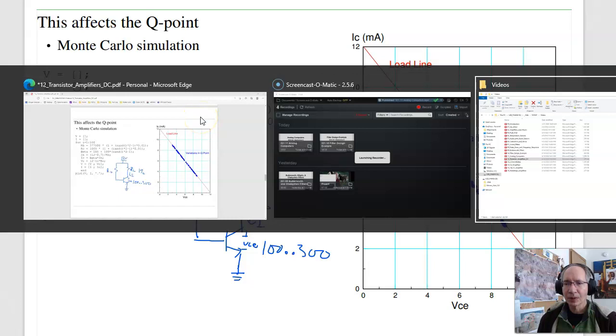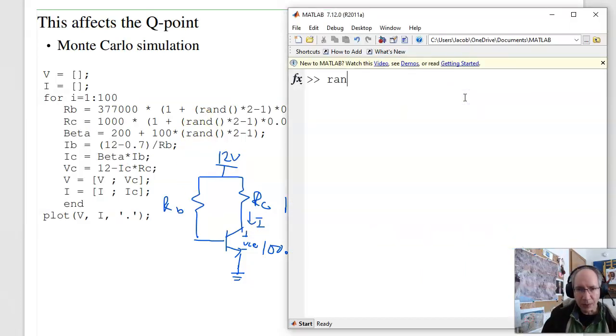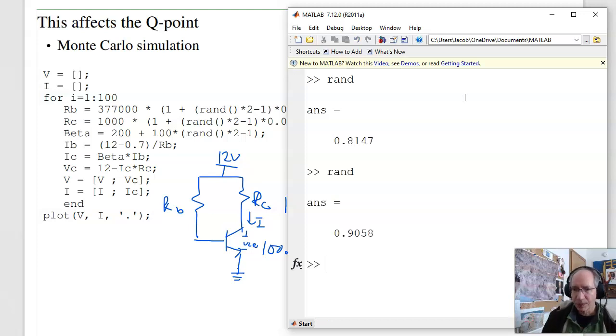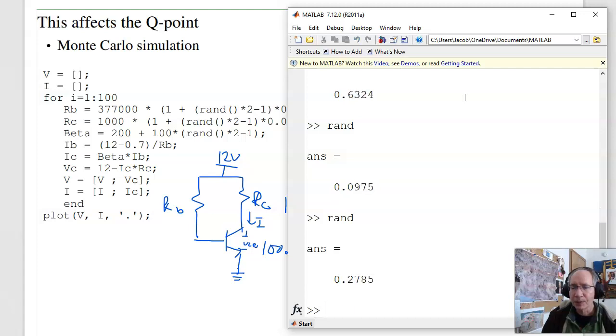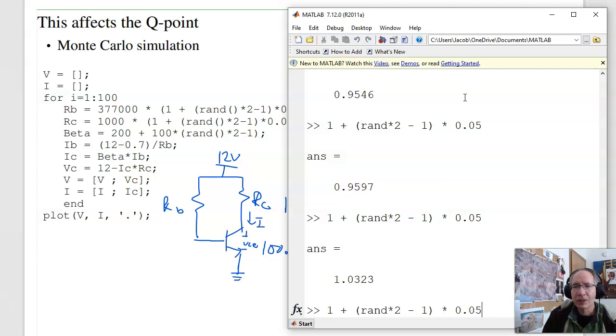And in MATLAB, if I type in rand, that generates a random number between 0 and 1. So every time I do that, the answer is between 0 and 1. If I do rand times 2, that's a number between 0 and 2. Rand times 2 minus 1 is a random number between minus 1 and plus 1. So if I do random number times 2 minus 1, times 0.05, there's 5%. And do 1 plus that. This is a number at 1 plus or minus 5%. It'll go between 0.95 and 1.05. That's your resistor, plus or minus 5%.